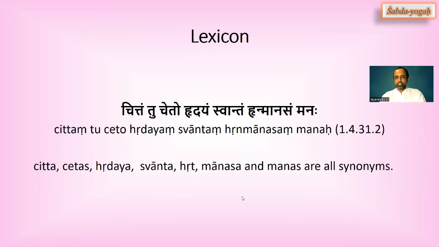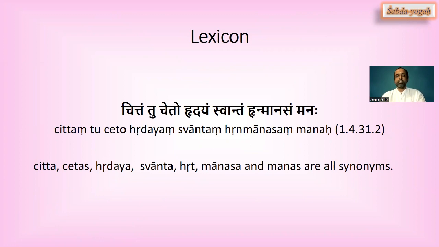Now let's get into the lexical entry. What does the lexicon Amarakośa give us for the word Cittam? The entry is: cittaṃ tu ceto hṛdayaṃ svāntaṃ hṛn mānasaṃ manaḥ. So we see various synonyms of Cittam listed in this Amarakośa entry: citta, cetas, hṛdaya, svānta, hṛt, mānasa, manas. So these seven words are synonymous. That is the entry that the lexicon gives.